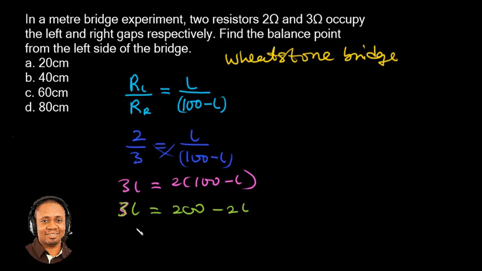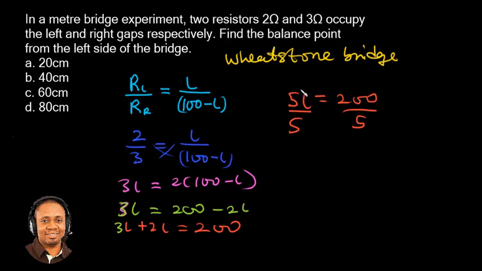So now if we collect the like terms, on the right hand side we bring 2L, so we have 3L plus 2L equals 200. So 3L plus 2L will give us 5L equals 200. So now we have to go ahead and divide both sides by 5. So these cancel out, then 200 divided by 5 gives us 40. So the length to the left is 40 centimeters.